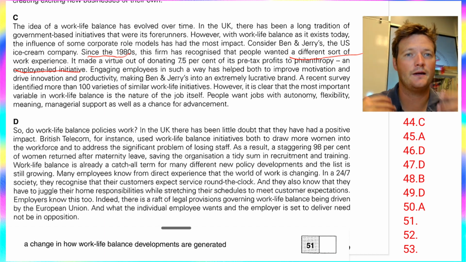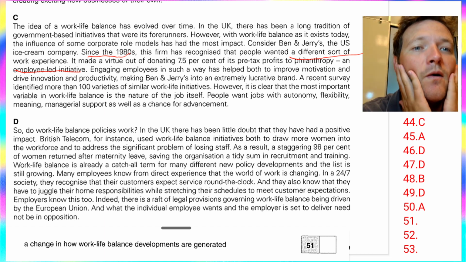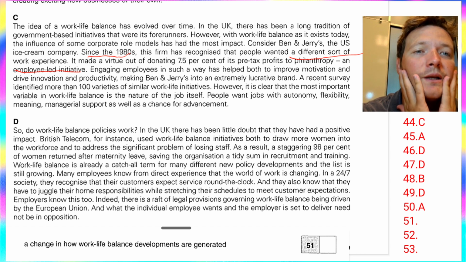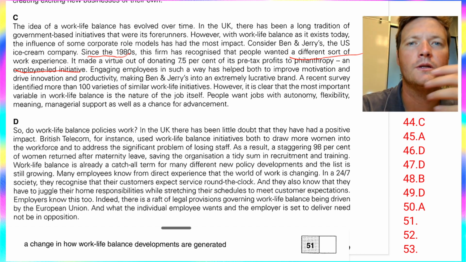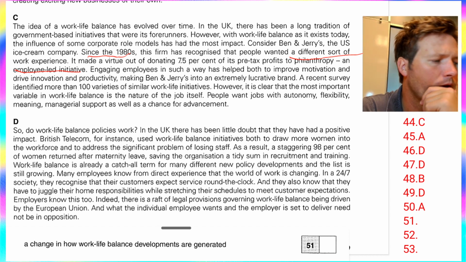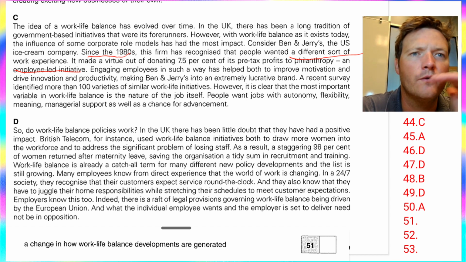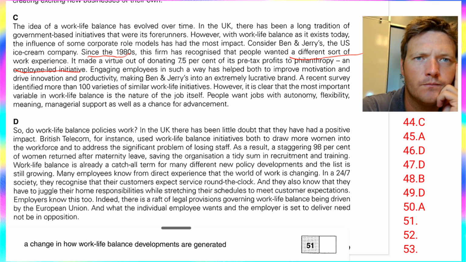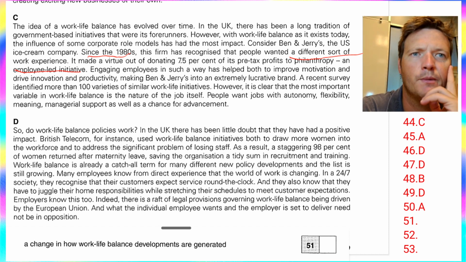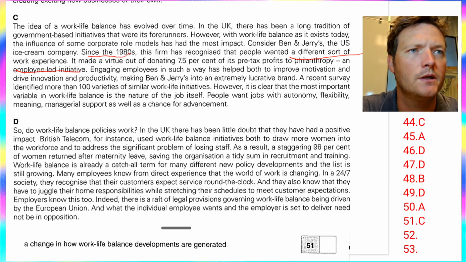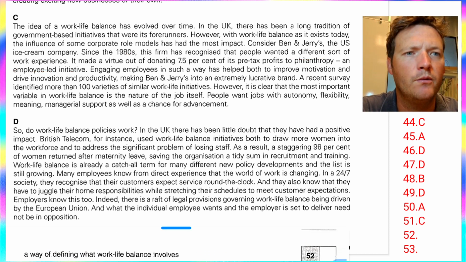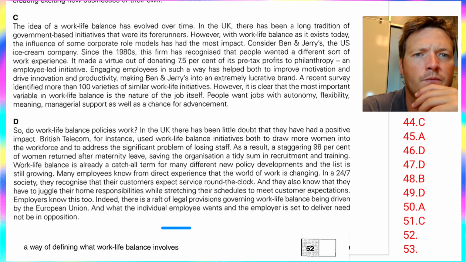So it's a change in how we look at the work-life balance, right? You've got to give them sort of like a sensation that they're involved in the decision making. No, they can use their initiative. That improves motivation and productivity. Yeah, I think 51 is C. Okay, we'll move on. 52.